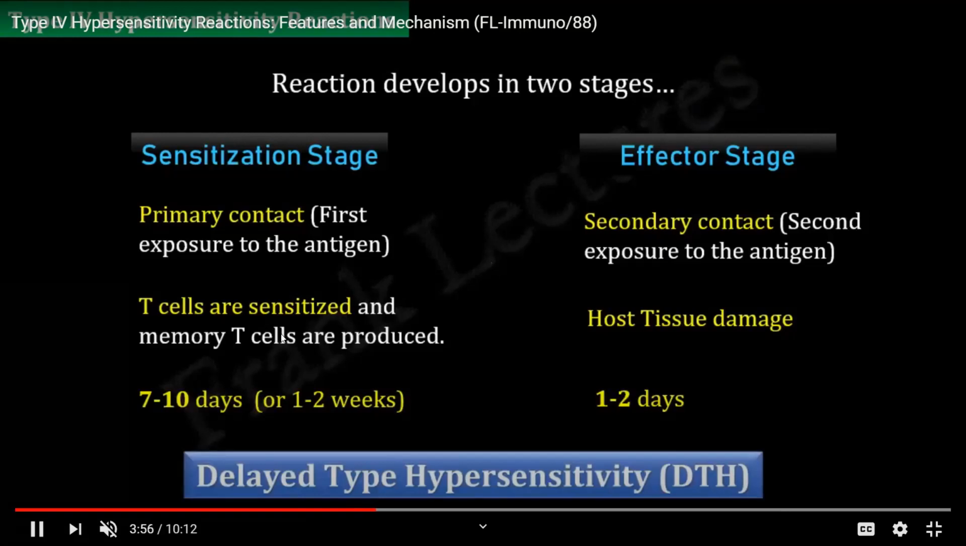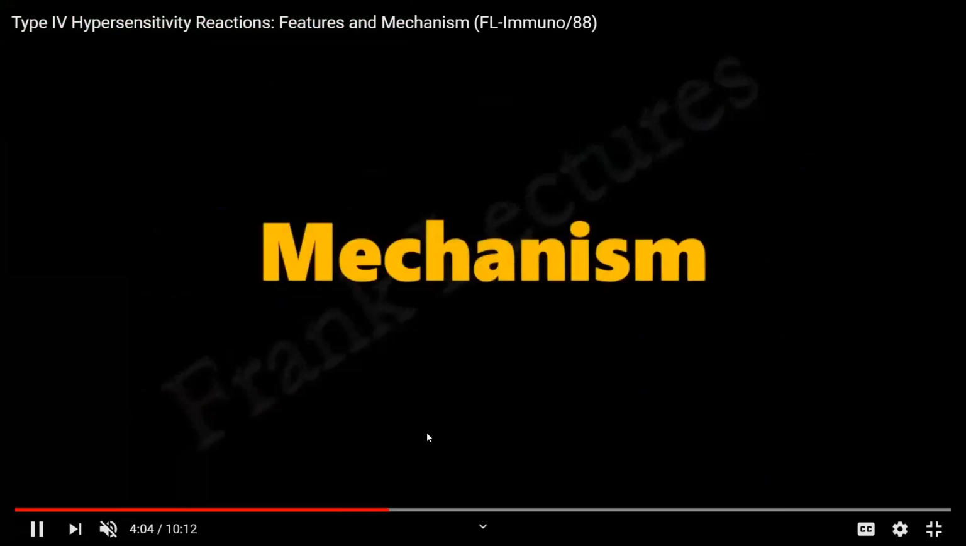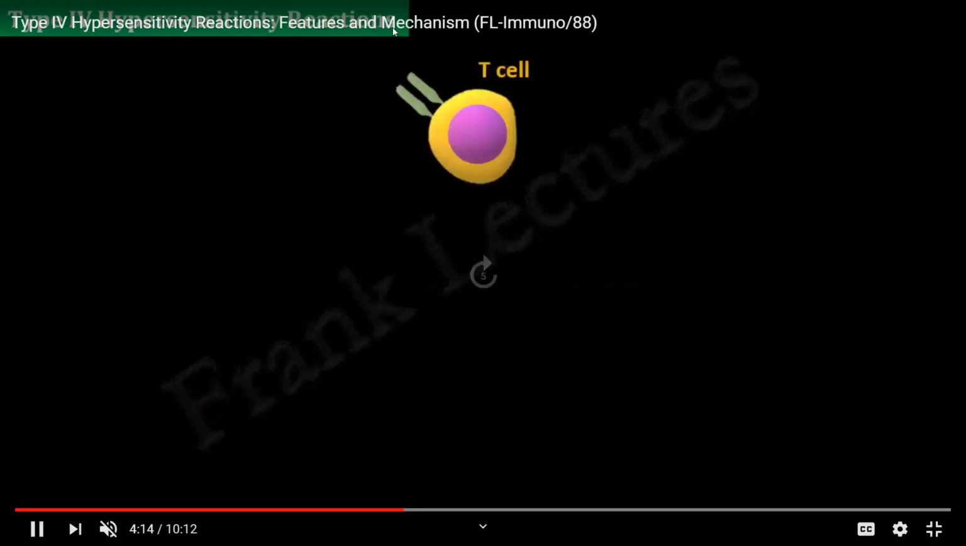And since the first stage, the sensitization stage, takes a long time to show the hypersensitivity, this is known as delayed type hypersensitivity. Okay, now let's see the mechanism of this particular reaction. How does it occur? We'll have to start with the T cell.